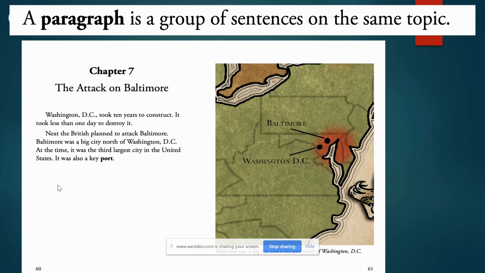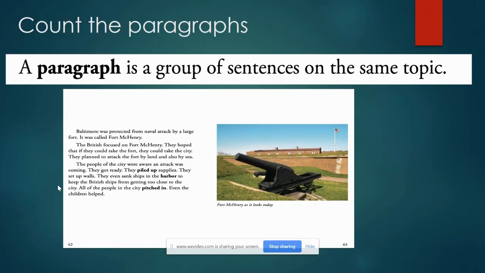As we move on, remember that an indented space shows us the beginning of a paragraph. Let's count the paragraphs on another page. Go ahead now and turn your page to page 62. You can pause the video now to count the paragraphs. Once you've counted the paragraphs, you can press play to see if you counted the correct number of paragraphs. Go ahead and pause now and then press play when you're ready.